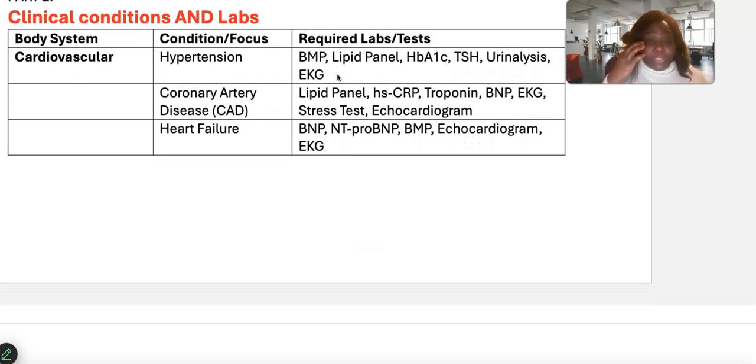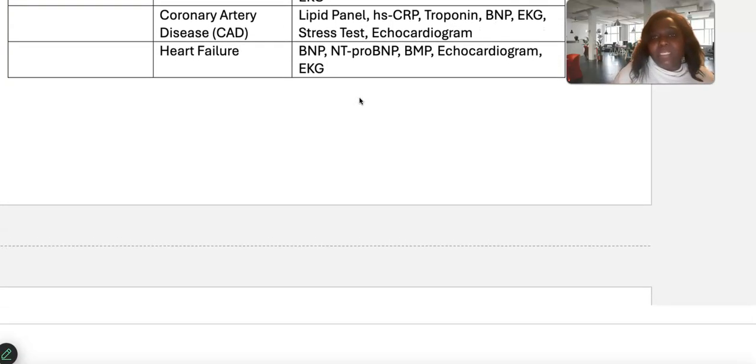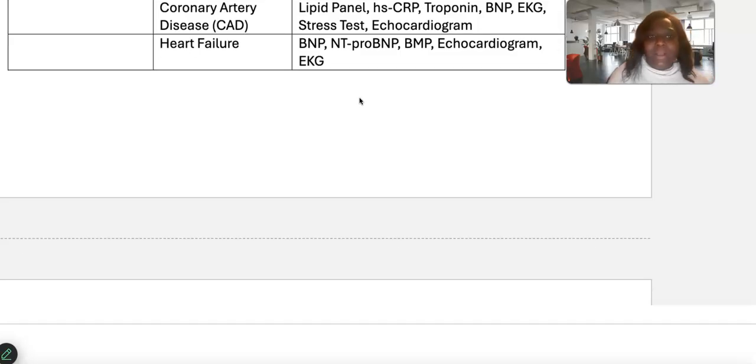Now, clinical conditions and labs. So look, when we have hypertension, coronary artery disease, the labs are pretty much consistent. If we have hypertension, we need to stay on our BMP, lipid panel, hemoglobin A1C, TSH, urinalysis, and of course EKG. That's also because of the meds that we're taking, right? A lot of it we take a hit on these systems, and we need to check out these organs and make sure that things are not going downhill. Usually yearly, unless something critical is going on, yearly routine is generally okay.